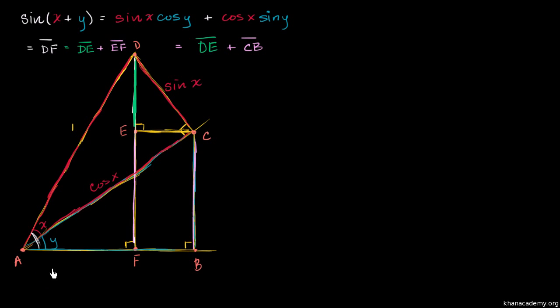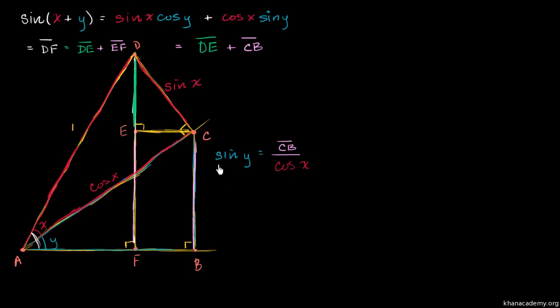Now let's see what we could figure out about this triangle ACB right over here. So how could we figure out CB? Well, we know that sine of y is equal to the length of segment CB over the hypotenuse. The hypotenuse here is now cosine of x. And I think you might see where all of this is leading. And at any point, if you get excited, pause the video and try to finish the proof on your own.